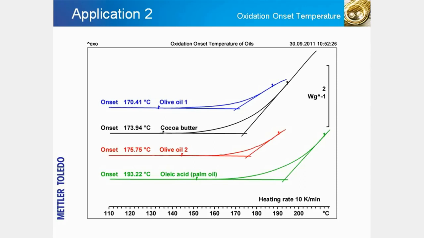In an OOT experiment, the sample is placed in an open crucible with unrestricted access for oxygen gas. The temperature is then ramped at a constant rate until exothermal decomposition of the sample begins. The oxidation onset temperature is evaluated as the onset in the measurement curve as shown in the diagram. The slide shows that the various edible oils have different thermal stabilities.